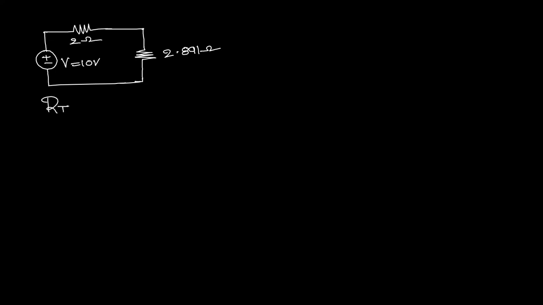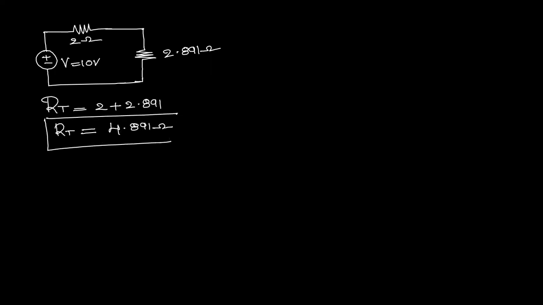Now we can calculate the resultant of this series connection. The total resistance of these 2 ohms and 2.891 ohms is 2 plus 2.891, because in a series connection we can directly add the values. So the total resistance is equal to 4.891 ohms. This is the total resultant resistance in the given circuit.